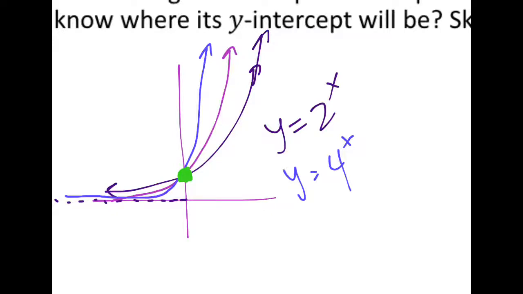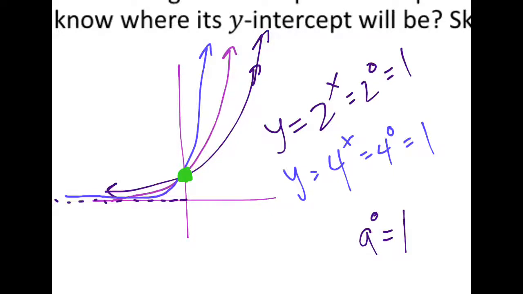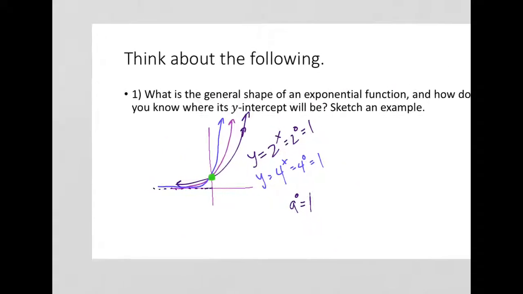Think about what happens if you plug in 0 for x. In the bottom function, we're going to get y equals 4 to the power of 0. Well, 4 to the power of 0 is 1. And in the other function, y equals 2 to the power of x, you're going to get 2 to the power of 0, which is also 1. Anything to the power of 0 equals 1. Hence, all of these functions, assuming they have not been shifted up or down or side to side, will have a y-intercept of 1.